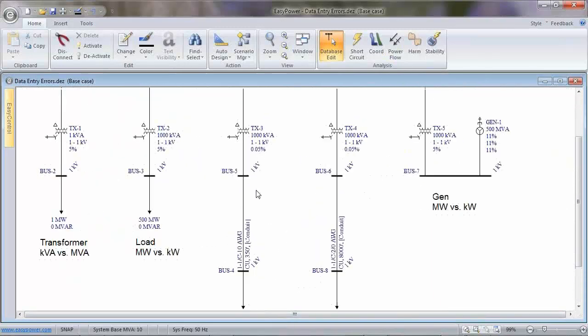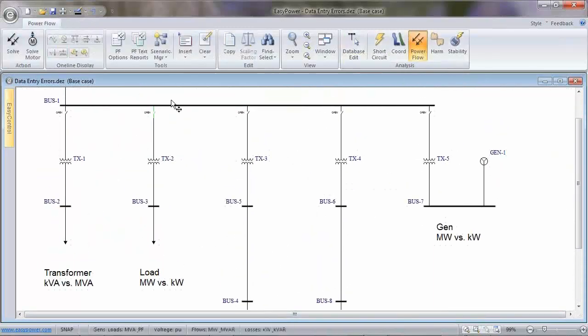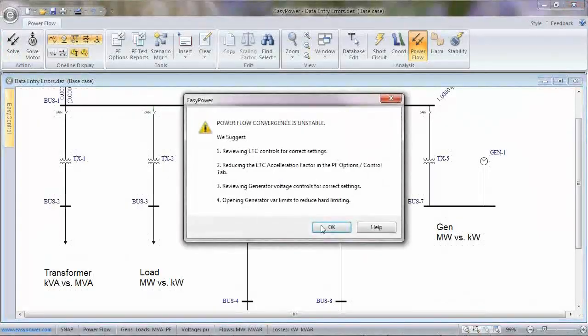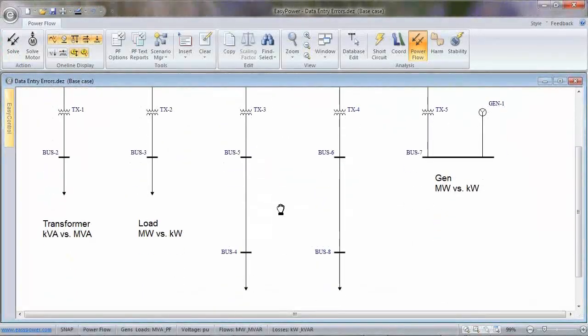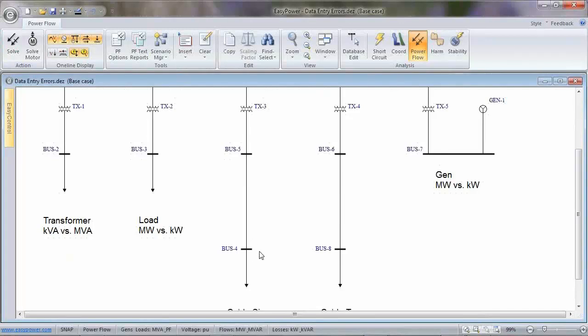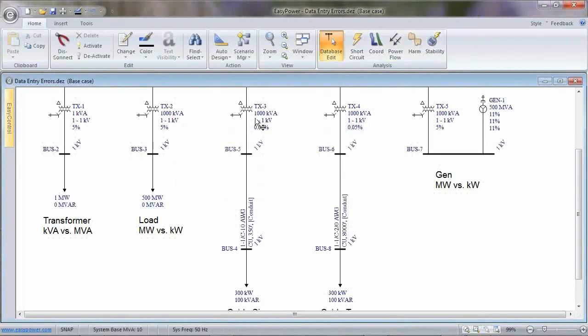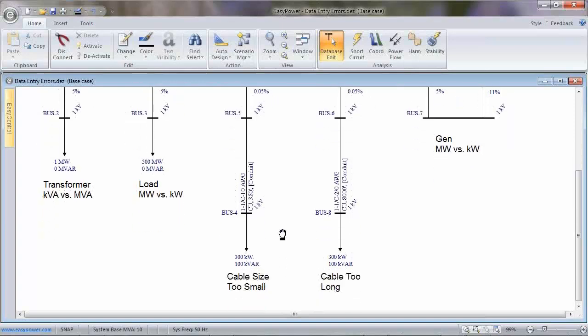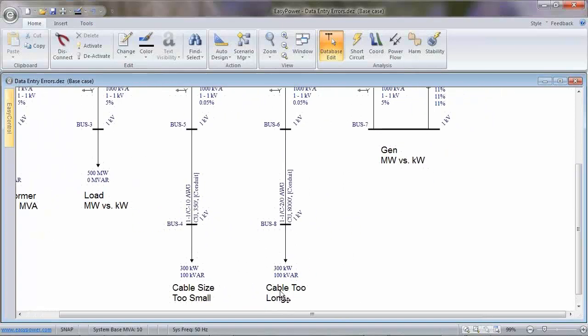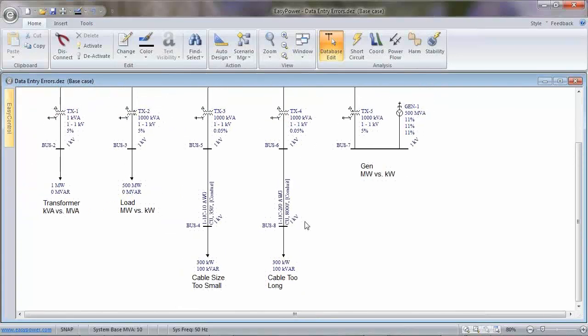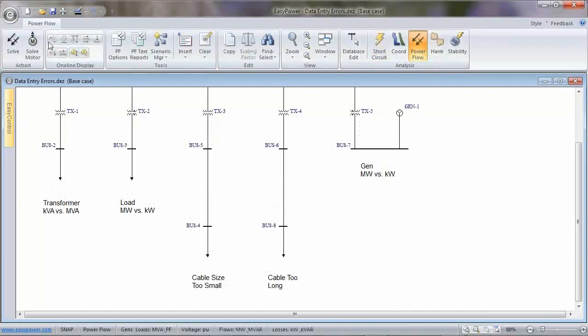Cable size too small. Solve. Can't converge. Yes. Made too small. We have a voltage collapse on this bus. Take a look at it. 1,000 kVA transformer, we're good, 300 kilowatts, but we put in a 10 AWG by accident, and it's 350 feet long. How about the cable too long? What if we accidentally put in an 8,000 foot cable? Again, you're not going to be able to solve.